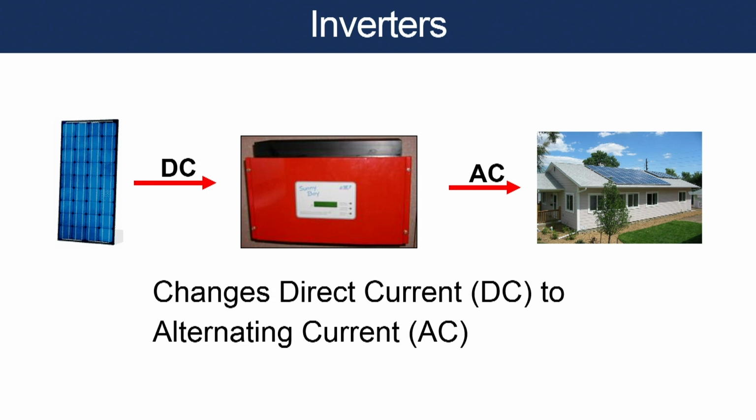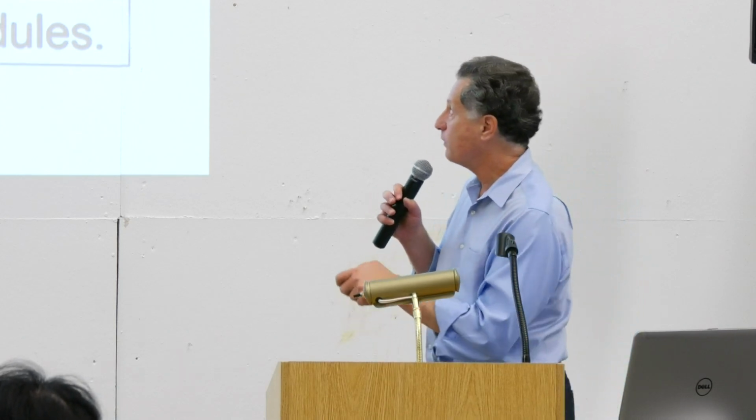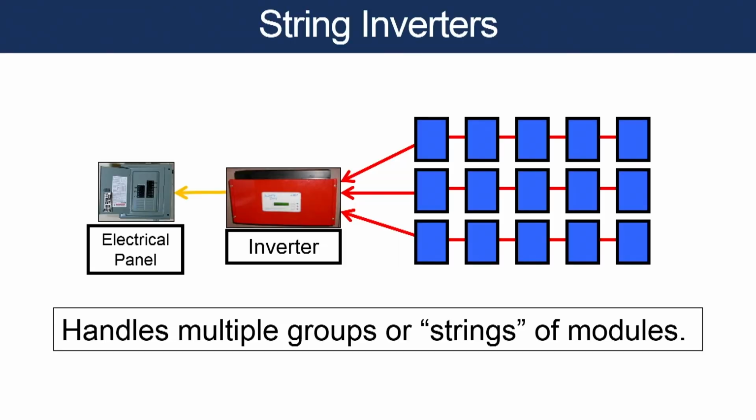The inverter changes the DC to AC. It's an important component. Out on the market now, there's just a couple of kinds, and I'll let you know what they are. So there is what's called a string inverter. There's concepts where you have a whole bunch of these modules wired together, and all of the DC power that they produce is inverted at one time in one box to AC. That's called a string inverter because it handles multiple strings.